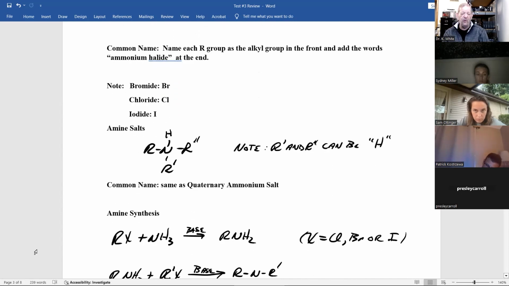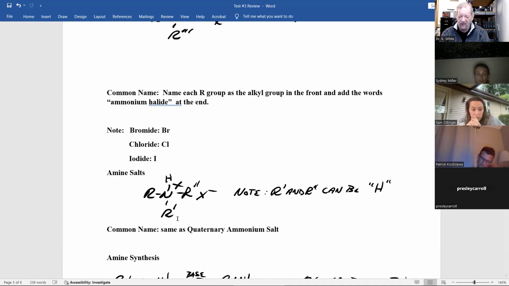Now, amine salts, I made a mistake here. And amine salts are where you have 1, 2, or 3 R groups and 1 hydrogen on nitrogen. Note R prime and R double prime can be hydrogen. And you name that the same way as a quaternary ammonium salt, except you won't have 4 alkyl groups like you would in a quaternary ammonium salt.